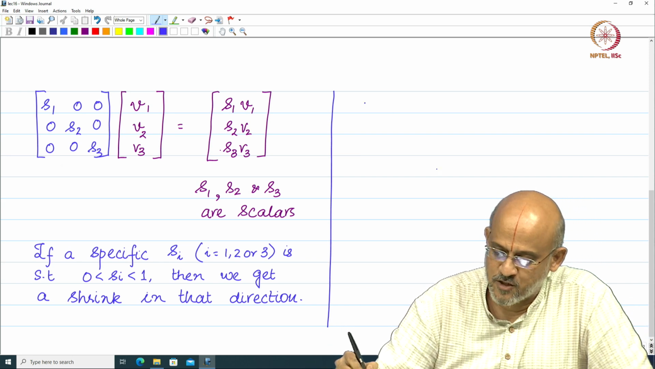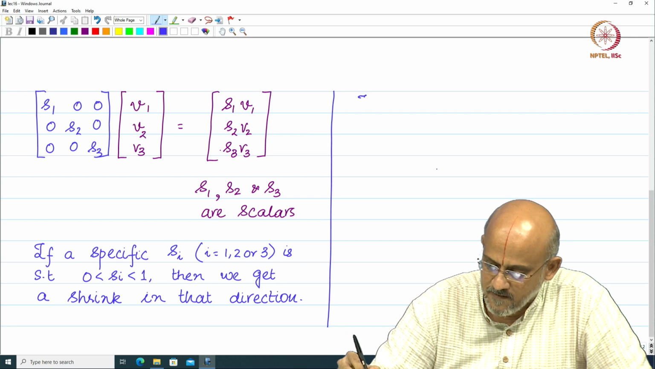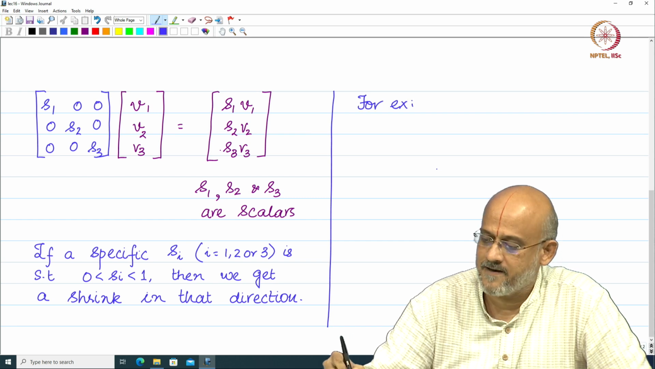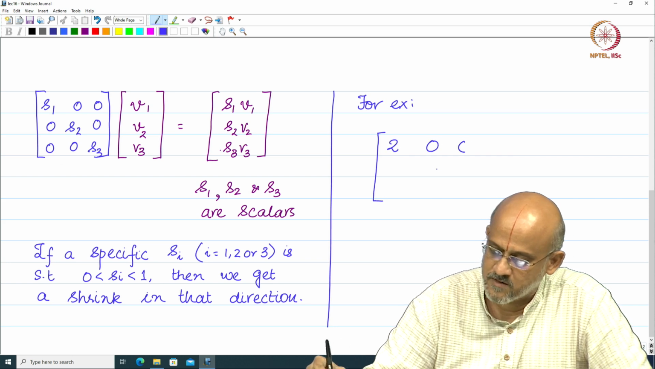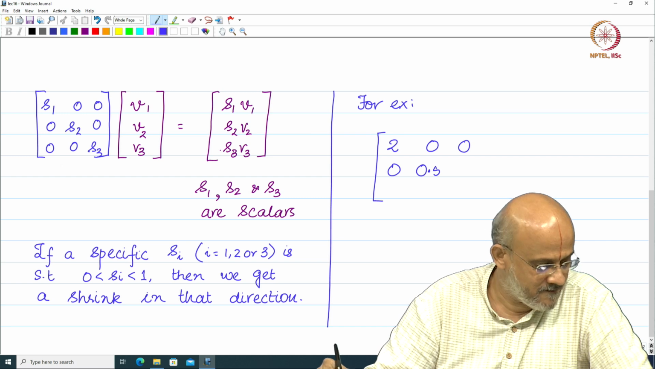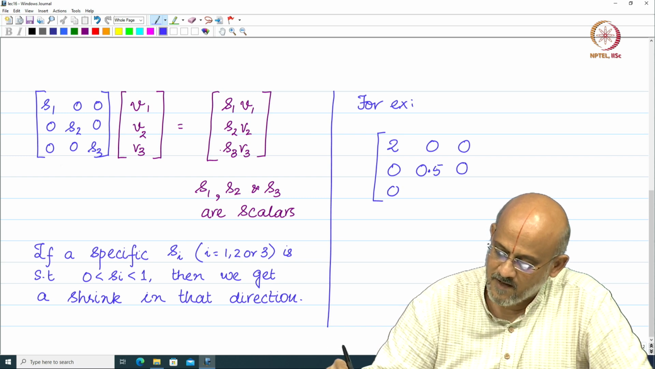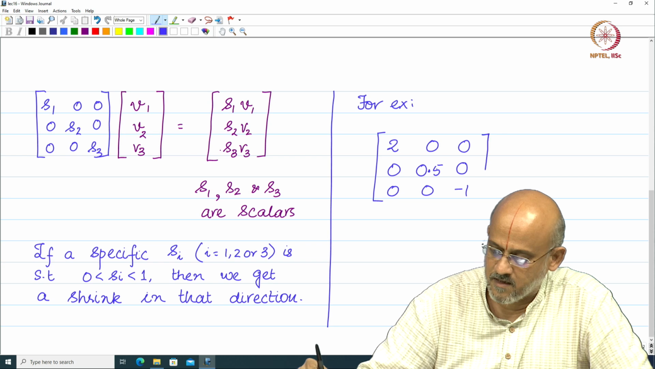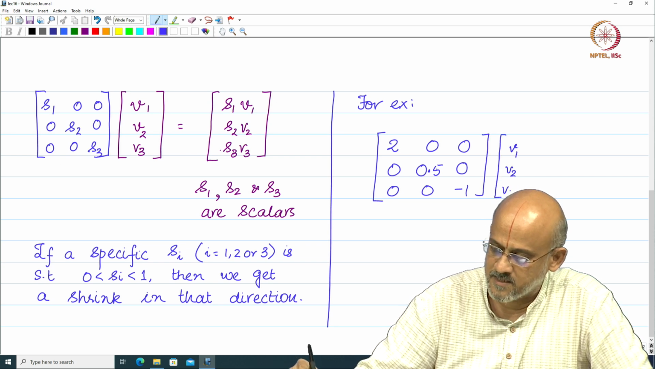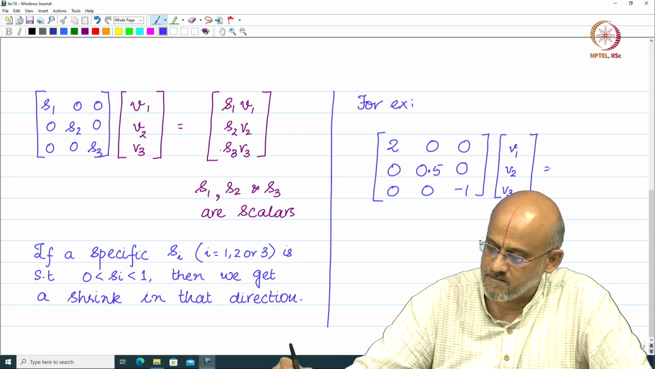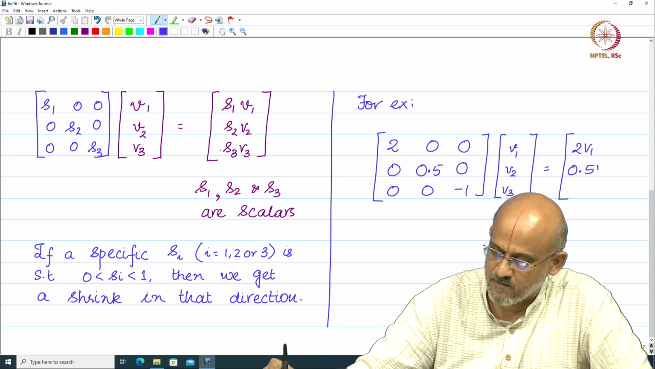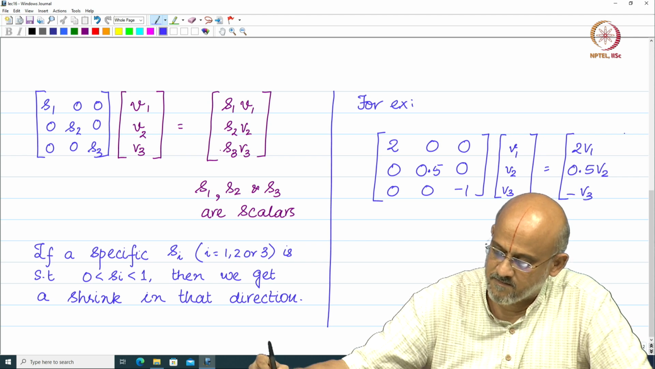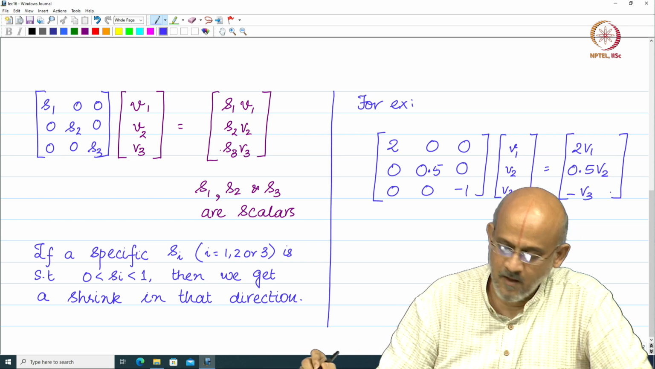Suppose, let us consider this. For example, we have the matrix S1, which is let us say [2 0 0; 0 0.5 0; 0 0 -1], and that is going to transform this vector V as (2V1, 0.5V2, -V3), right.